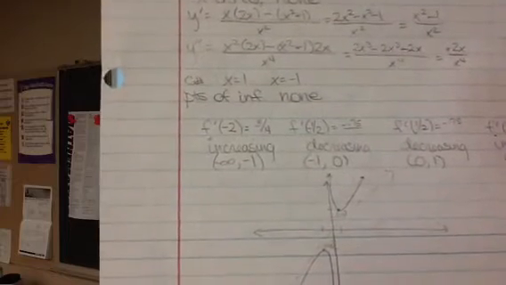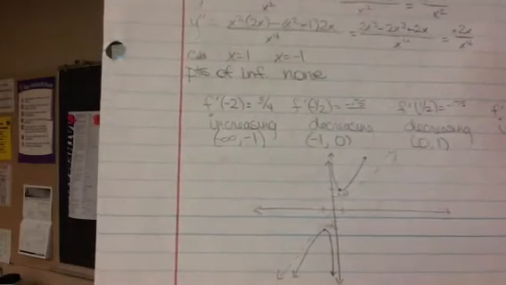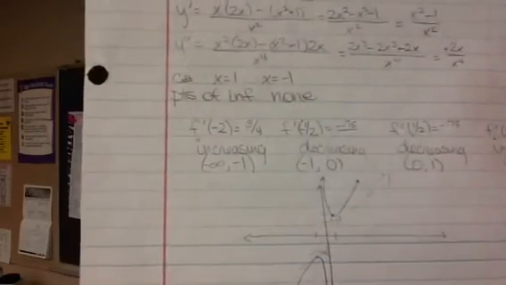Your critical numbers are 1 and negative 1. Points of inflection, there are none. My ordered pair for my critical number of 1 is at 2, and at negative 1, it looks like we're at negative 2. Alright, we're increasing from negative infinity to negative 1, decreasing from negative 1 to 0, decreasing from 0 to 1, and increasing from 1 to infinity. And that's what your graph looks like.